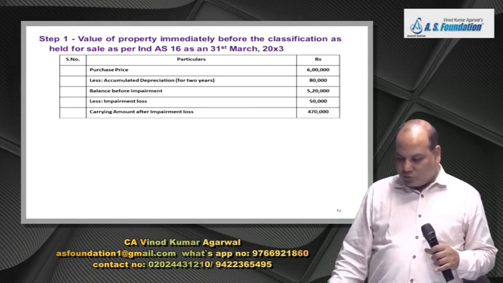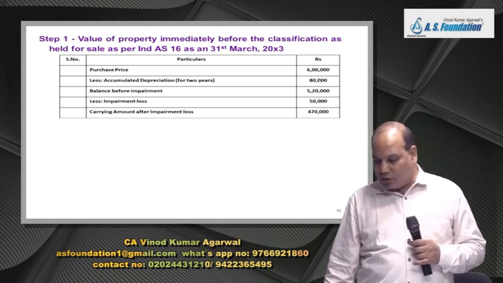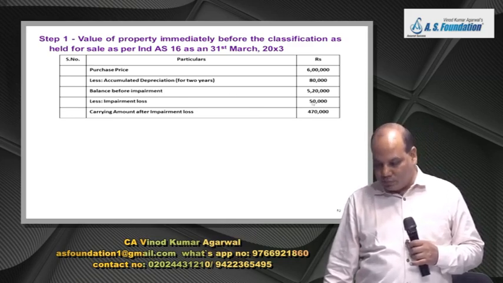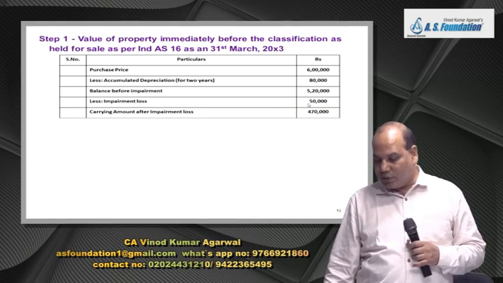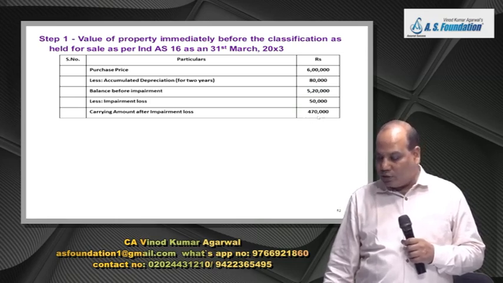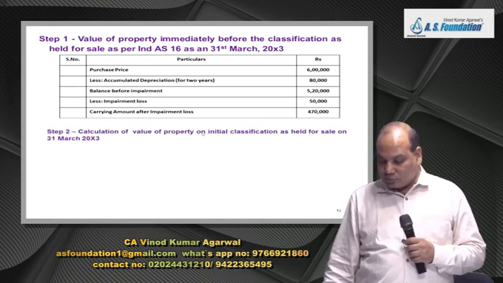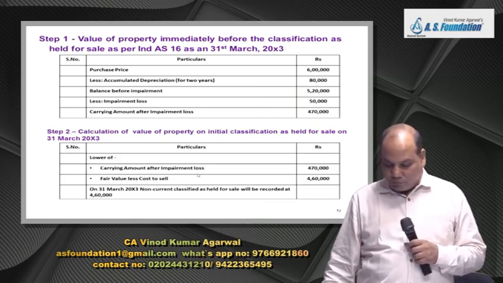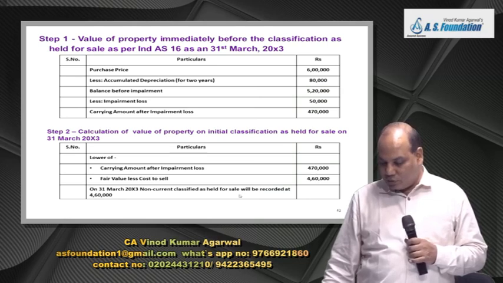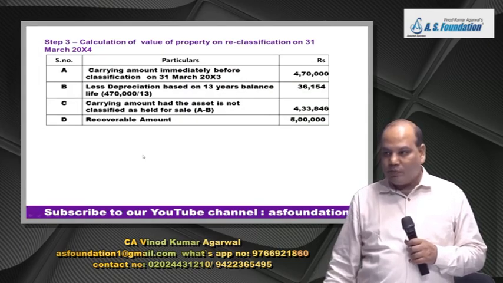Okay, so see how to present the answer. First we will find out the carrying amount on the date of reclassification. Cost 6 lakh, depreciation for 2 years 80,000, balance before impairment 5,20,000, less impairment loss 50,000. So carrying amount after impairment loss is 470. So at the end of year 2, this is my carrying amount. Then calculation of value of property on initial classification as held for sale, lower of the two. Carrying amount 470, fair value less cost to sell 460. So the asset will be recorded at 4,60,000, and 10,000 rupees you have to further write off.